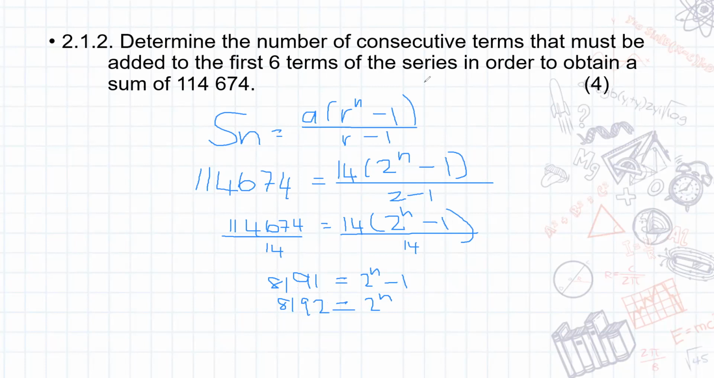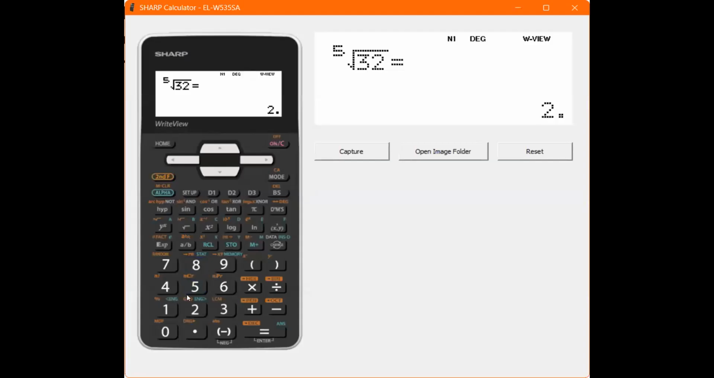So there's two options. You can do it solving it for the log. In other words, you say log base 2 of 8192 is equal to n on your calculator, and that will give you an answer. Or you can prime factorize this answer. So we'll do both of them just so that you can see. Here we go. So we're going to say 8192 equals, and then we'll say second function and p fact, and you'll see that we get 2 to the power of 13. In other words, n is equal to 13.